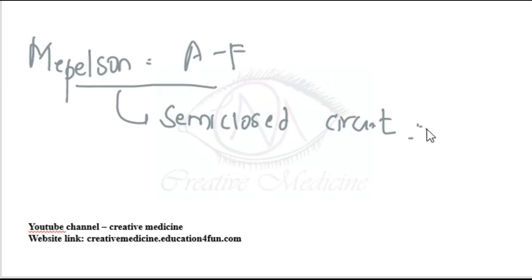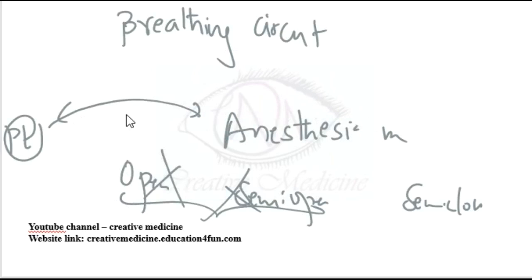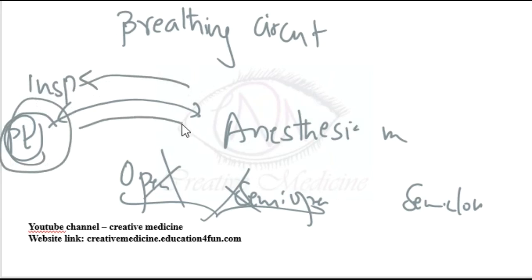So semi-closed circuits, which are Mapleson circuits, are used clinically, whereas closed circuits are also used clinically. In anesthesia circuits, there is a two-way connection between the patient and the anesthesia machine. So this will bring the gas towards the patient. So inspiratory gas goes to the patient and expiratory gas goes away from the patient to the anesthesia machine so that it can be excreted out. So first, the semi-closed circuit we will learn.